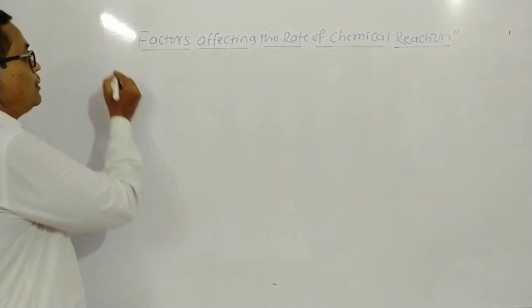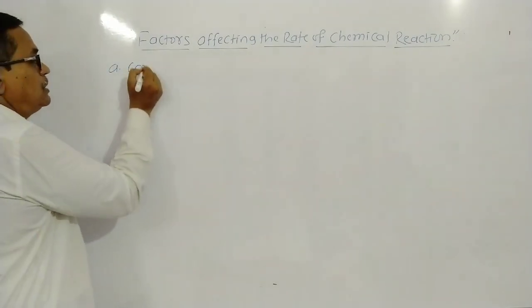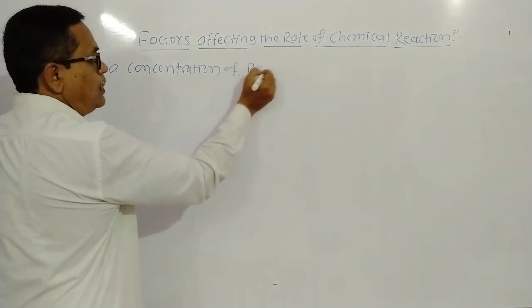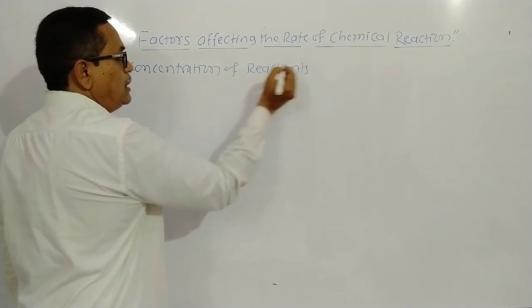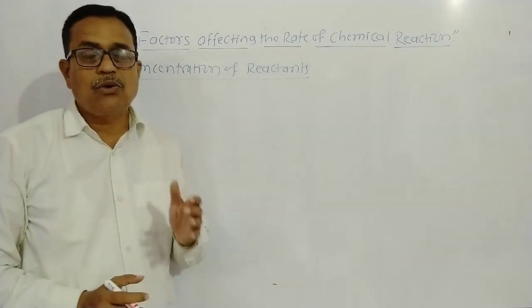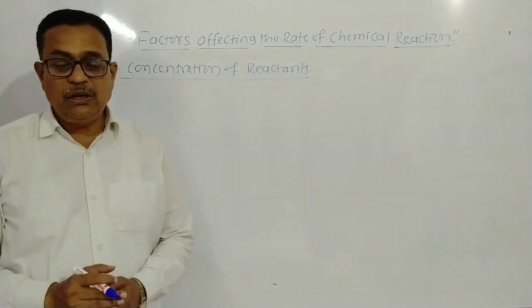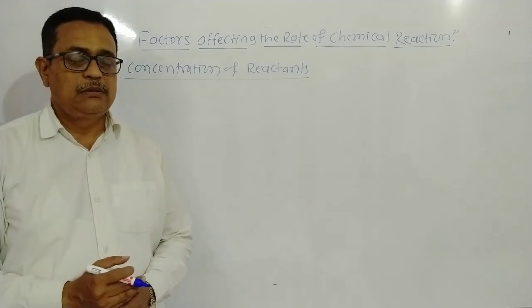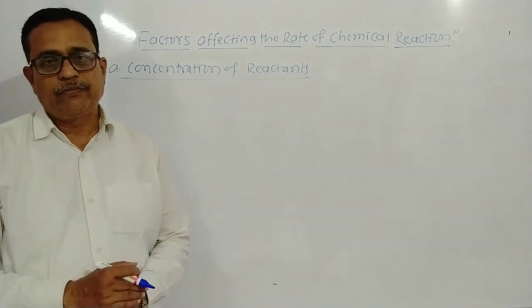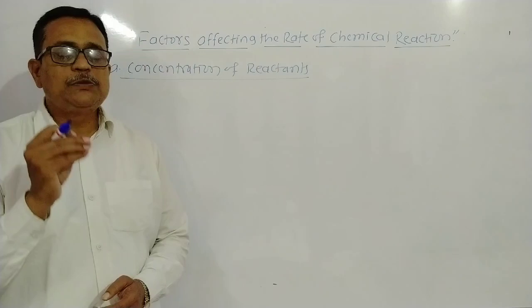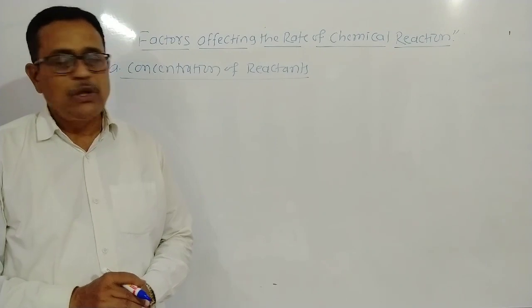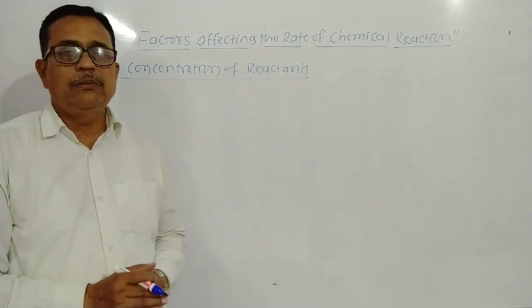Firstly, we study the concentration of reactants. Dear student, look here, if the concentration of reactants is high, then the speed of reaction is greater. That means the speed or rate of reaction depends upon the concentration of the reactant. We can study one activity and one example.